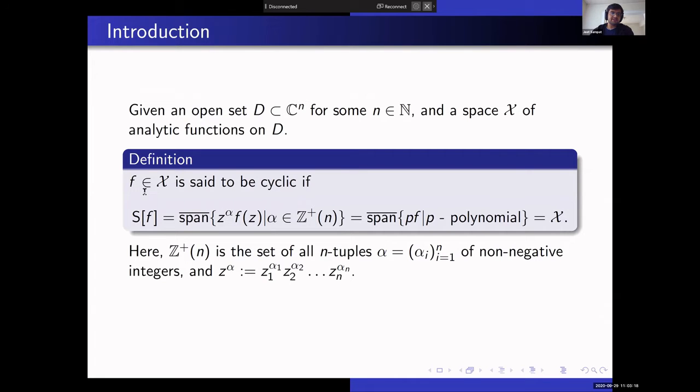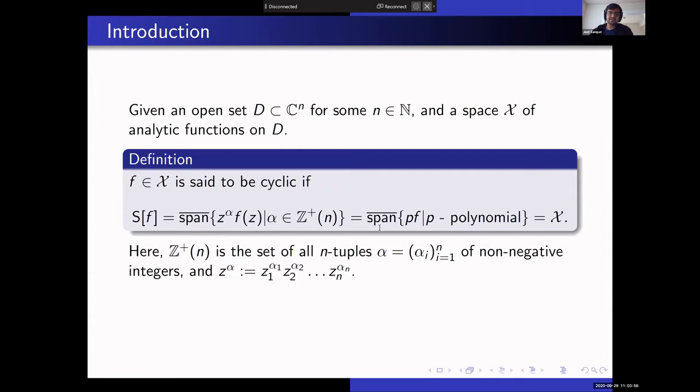And I say that a function f in X is said to be cyclic if the shift invariant subspace generated by f, which is defined to be the closed linear span of monomial multiples of f, where z to the alpha represents the monomial z1 to the alpha 1, z2 to the alpha 2, and so on up to zn to the alpha n. And I just write alpha as the n-tuple of non-negative integers, which is represented by Z plus to the n over here. So the shift invariant subspace generated by f is the closed linear span of these functions.